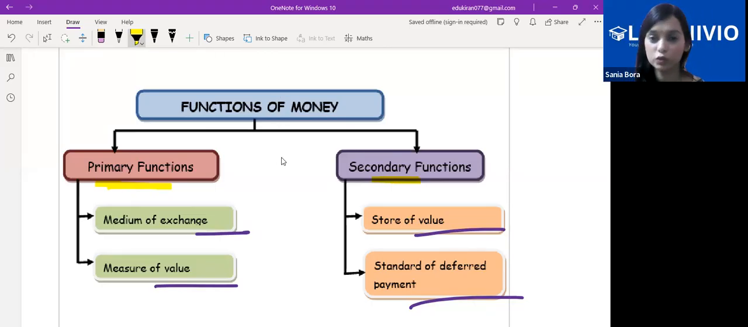Okay, so we will quickly draw this flowchart in your notebook. Then one by one, we will understand what is a medium of exchange, what is a measure of value, and all. Okay, fine, ma'am.